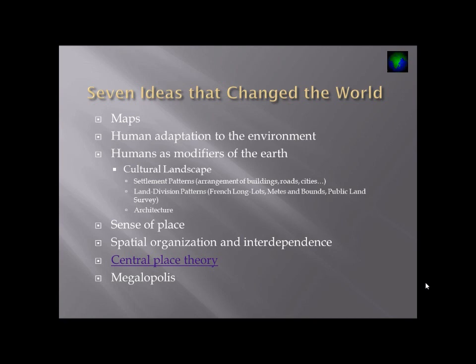Spatial organization and interdependence involves the relationship between places on the physical landscape. Cities especially are interdependent with each other for goods and services. Central place theory is a theory developed by Walter Christaller. I call it a model, not as much as a theory.